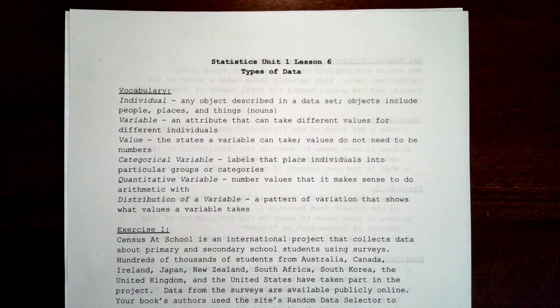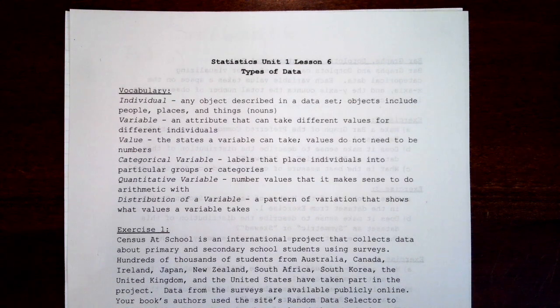Welcome to Chapter 1, Lesson 6. Now we're going to look at individuals and variables of various types.